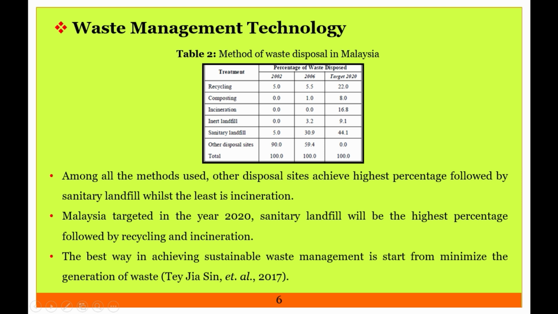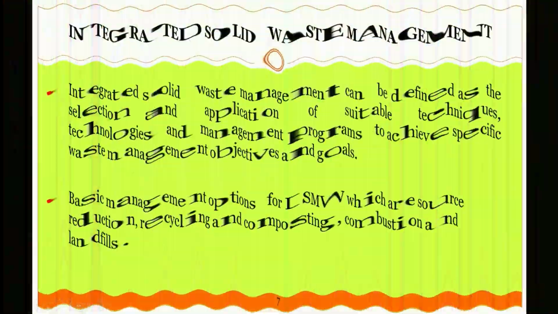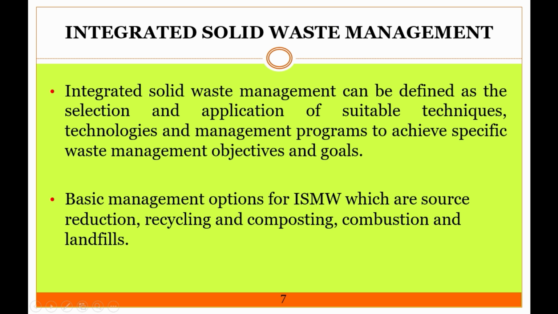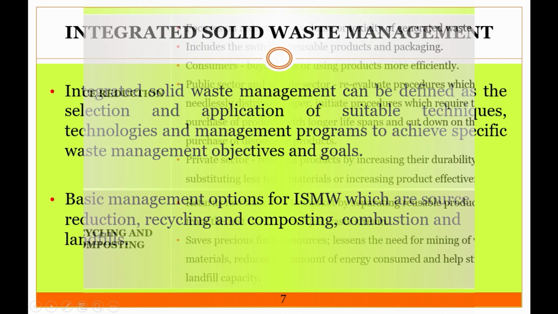The best way of achieving sustainable waste management is to start by minimizing the generation of waste. Integrated solid waste management can be defined as the selection and application of suitable techniques, technologies and management programs to achieve specific waste management objectives and goals. The basic management options for ISWM are source reduction, recycling and composting, combustion and landfills.